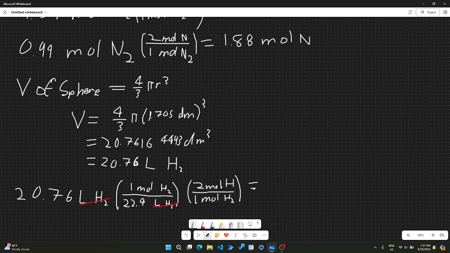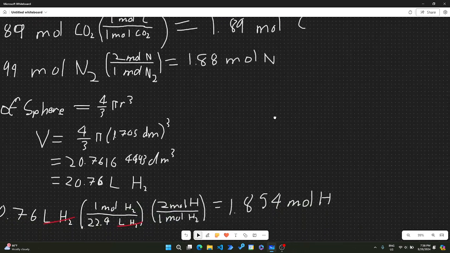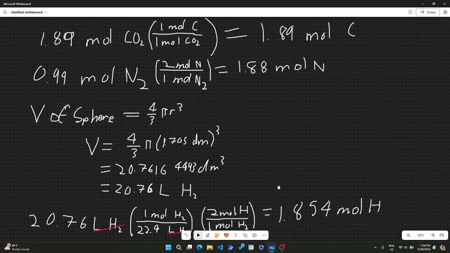And if we just simply plug this into a calculator, so 20.76 times 1 over 22.4 times 2 over 1, we get a value of, well, it's a repeating decimal, but since there's 4 sig figs, I'm going to round this off to 4 sig figs. So this is 1.854 moles of hydrogen. Now, we have our moles hydrogen, our moles carbon, and our moles nitrogen. So it's time to figure out the empirical formula.